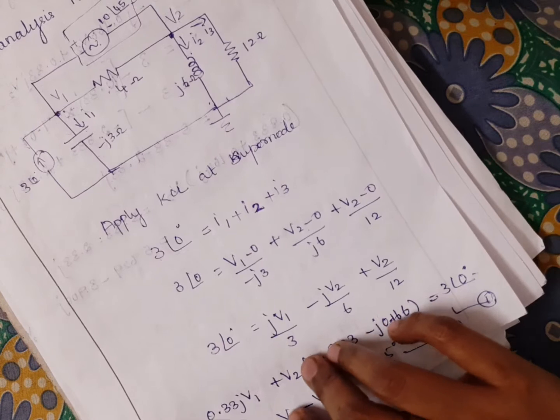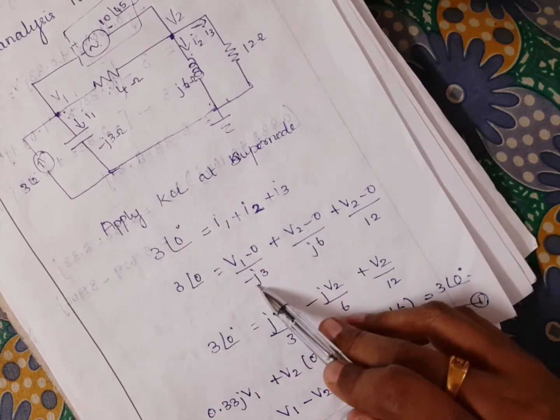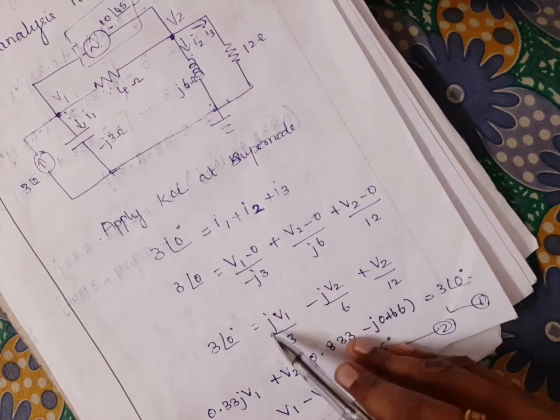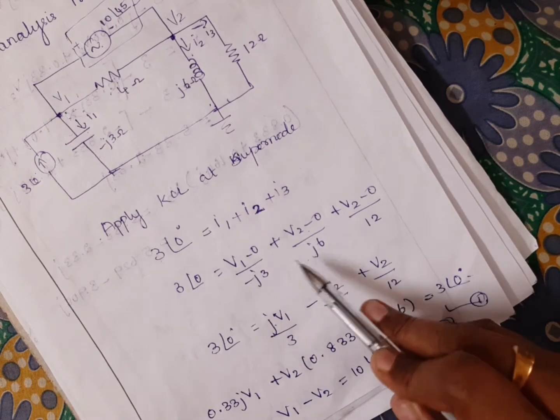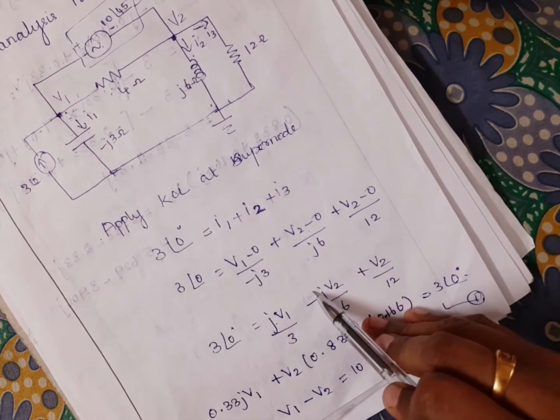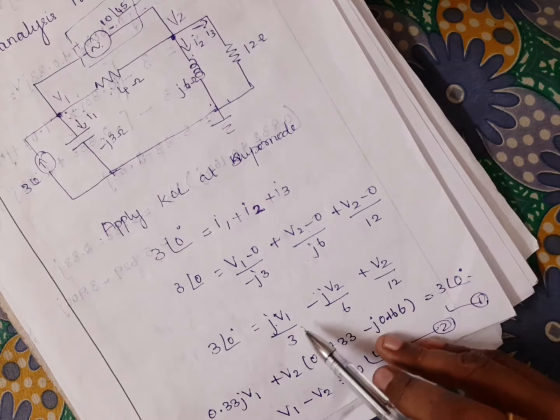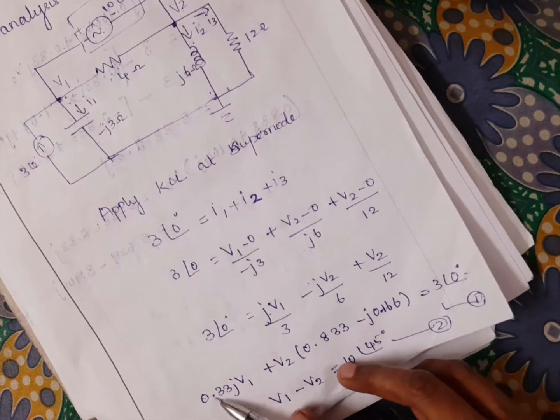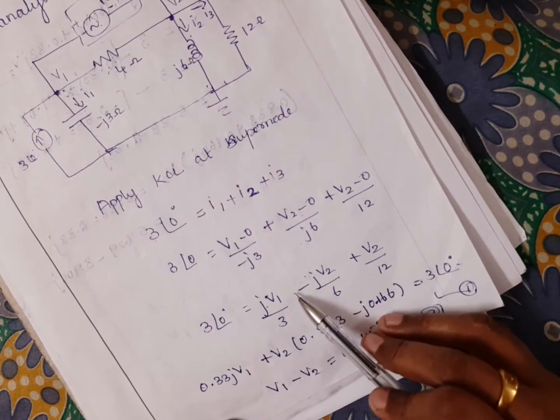So now you want to simplify this. Okay, so if this minus j moves to the numerator, it becomes plus j. Plus j, when it goes to the numerator, it becomes minus j. Okay, V2 by 12. So what is 1 by 3? 0.33j. Okay, what is 1 by 6?